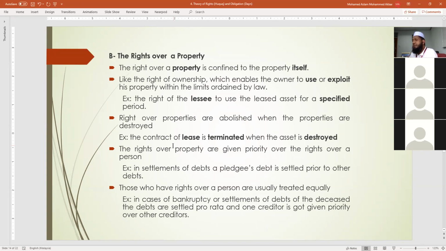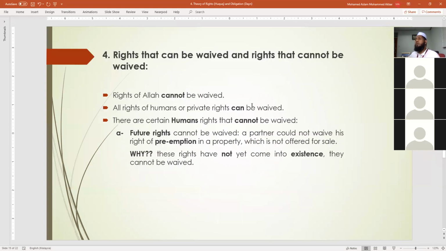All right. So the same thing comes to pledges, debt prior to other debt. Because if you have rahn, for example, rahn also comes to the same thing. You have something to give as a rahn, and then you borrow some money. As long as you are able to keep that rahn safe, then you can borrow the money. But if there is no rahn, then you cannot borrow the money. So these are the things we call rights over a property.